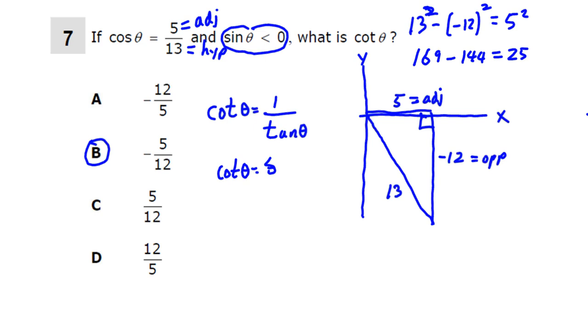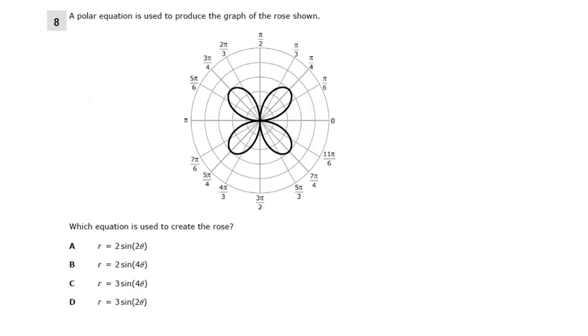Equals 5. So that's it, number 7. Number 8: a polar equation is used to produce the graph of the rose shown. Which equation is used to create the rose?